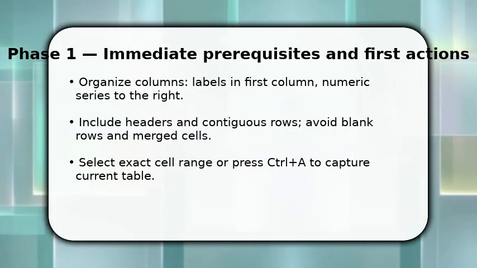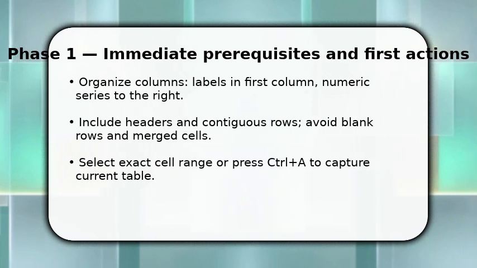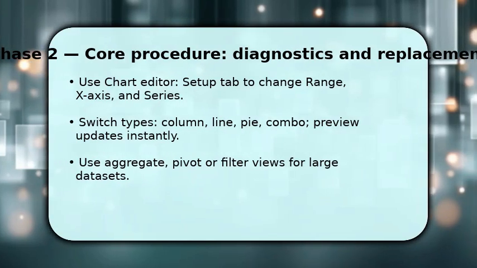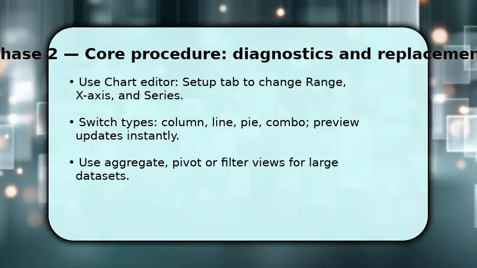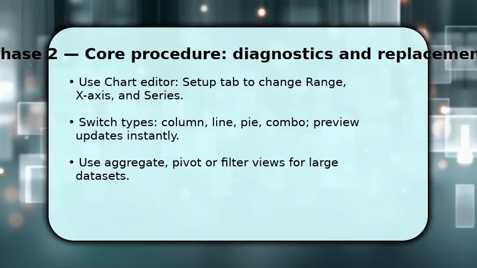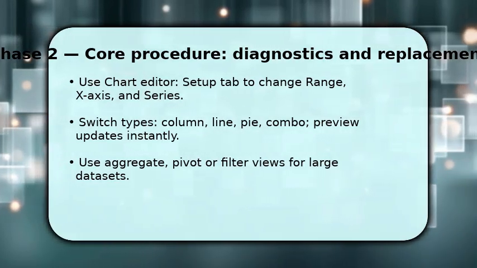Once done, go to Insert then Chart. This opens the chart editor on the right, where you can choose the initial chart type. In the Chart Editor's Setup tab, confirm the data range and set the x-axis to your label column. Add or remove series to include additional numeric columns. This controls what plots. Then choose a chart type that matches your goal.